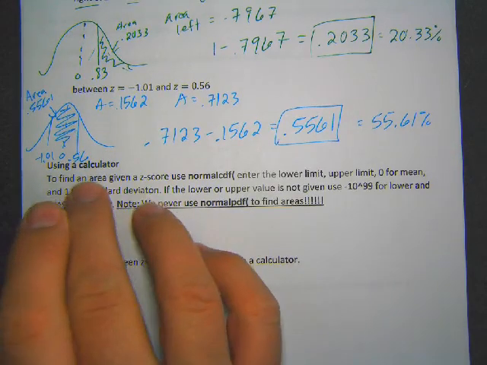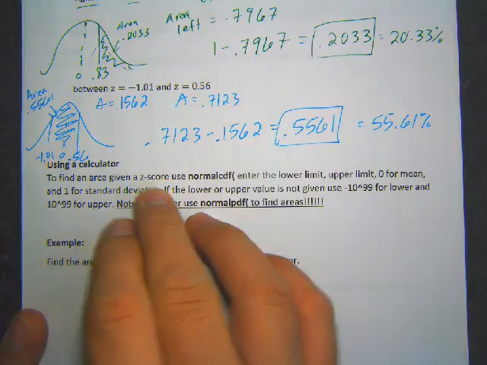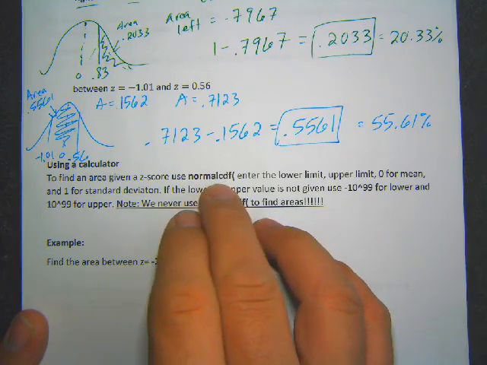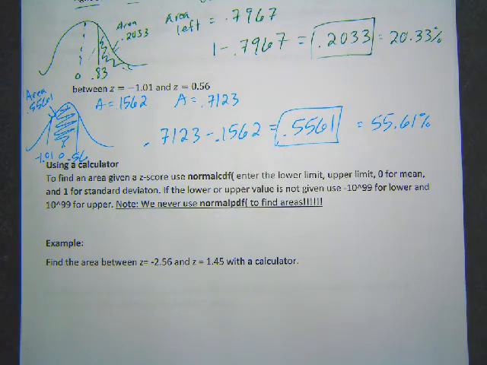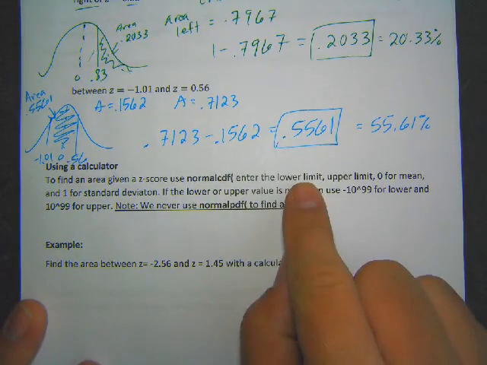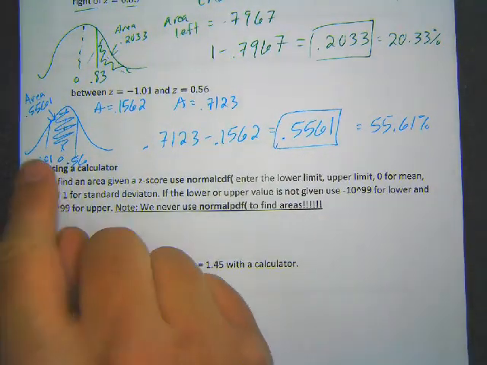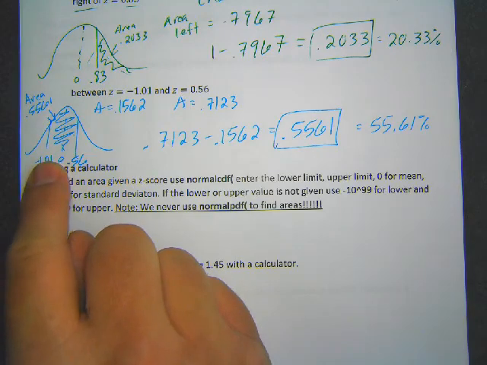So if I want to find the area on a z-score, I'm going to use the function normalcdf. Then you're going to have to enter some values. This is kind of built for finding the area between, so it's always going to ask for a lower limit and an upper limit. So it's basically asking for this kind of situation: what's the bottom number and the top number?